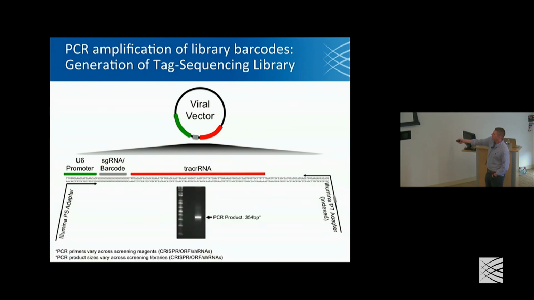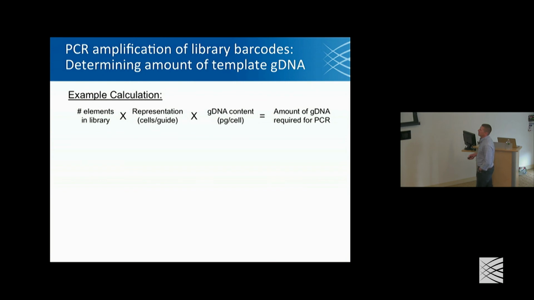So when we perform the PCR, you're going to get a PCR product for the guide RNA vectors. That's about 350 base pairs. That's going to vary depending on the screening technology you use, whether it's an ORF or an shRNA. And this PCR product is what we're actually going to sequence to see what guides made it through your screen. Okay. So one thing we really want to focus on, yes?